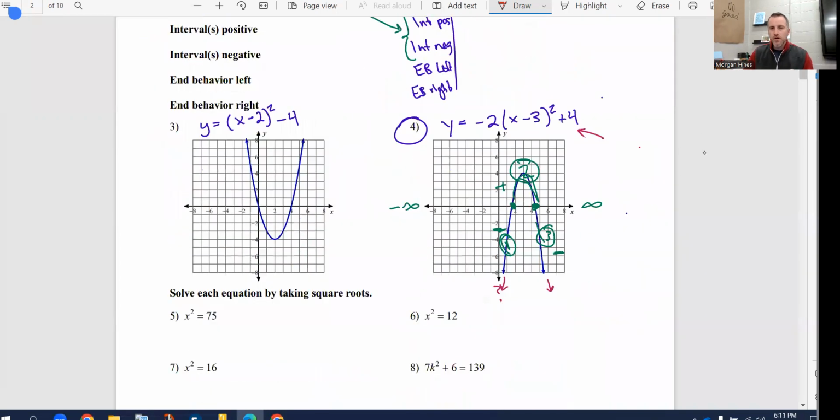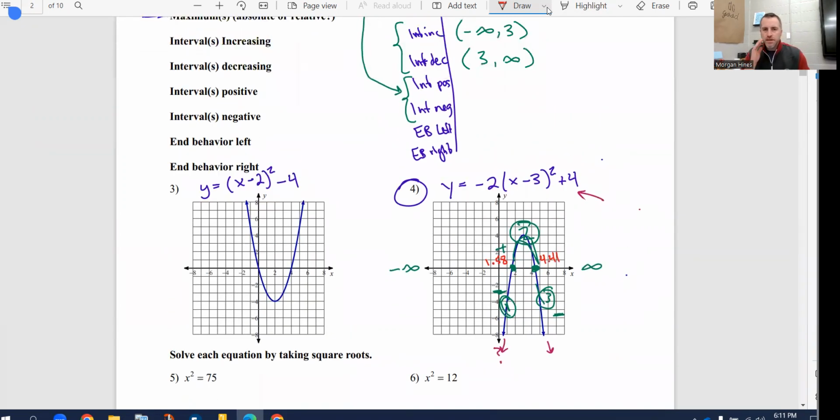So let's run our way down to the graph. This is 1.58 and this is 4.41. And we are ready to do intervals positive and intervals negative. So we start off with a negative interval, right? That's section 1. It's below the x-axis. That's negative y values all over the place. So starting with negative infinity, the y values are negative. And they stay negative until that point, 1.58. At 1.58, the y value is 0, which isn't positive or negative. It's just that turning point from negative to positive.